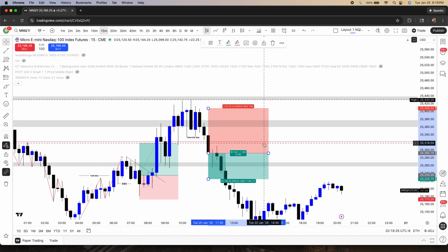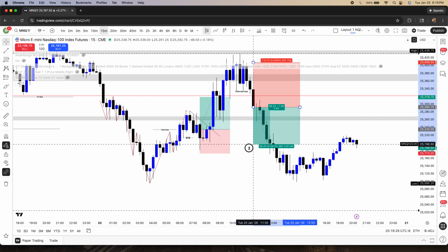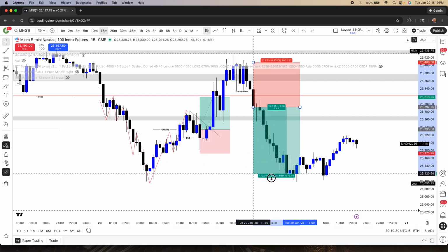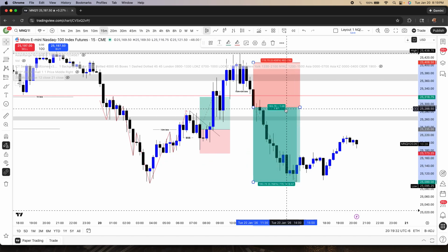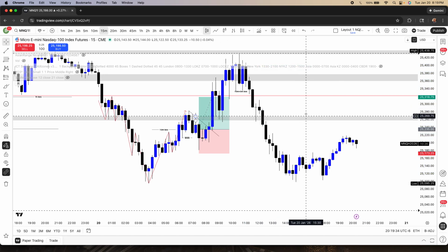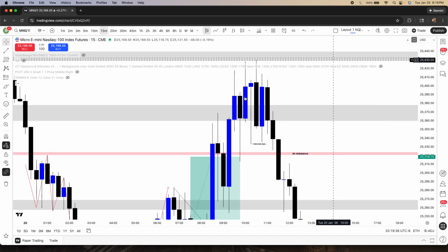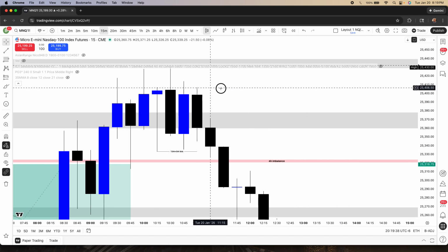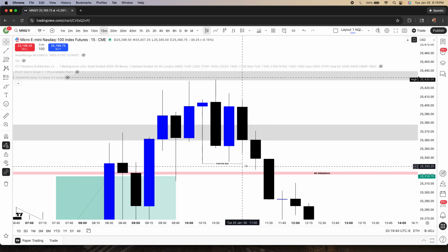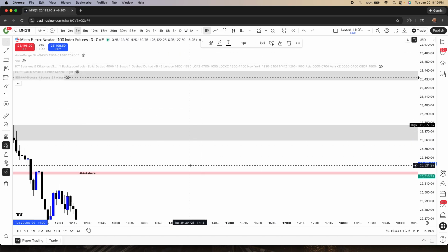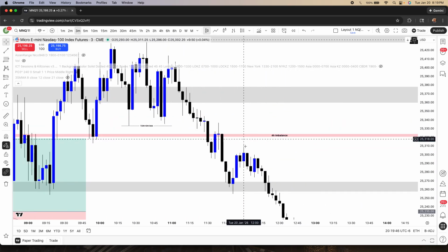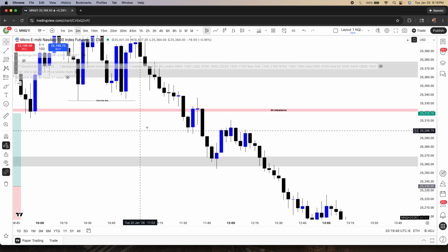Stop loss somewhere up here. Take profit somewhere down here, wherever you deem fit. You can see that was a 1.6R trade. Now, if we go to right here where we get this setup, you can maybe get into a trade off of the lower time frame.